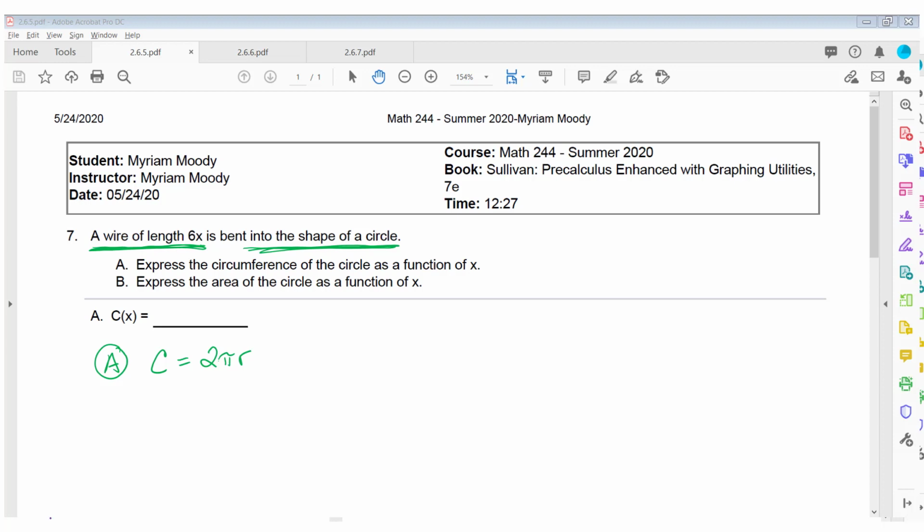Okay, so here's what we know. The circumference of the circle is 6x. And to find the circumference, I need to know r, don't I? So boy, this sounds like the last problem we did. So I know that 6x must be equal to 2 pi r, which means if I'm solving for r, it's 6x over 2 pi, isn't it? And r would be equal to 3x over pi.